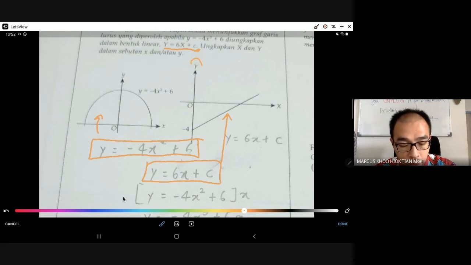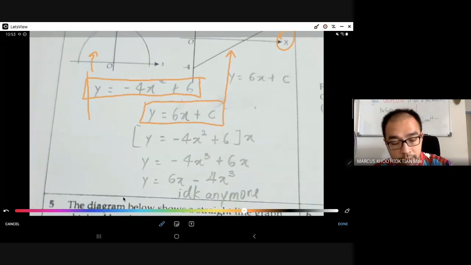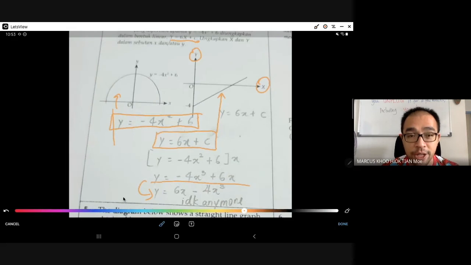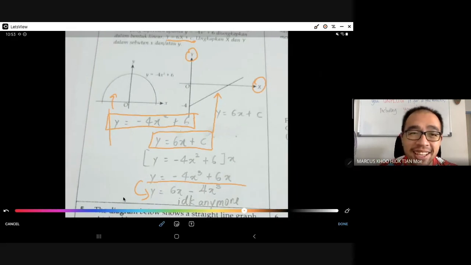But the problem is we don't know what this y is and what this x is. And so I noticed that after that, what you did was you multiply everything by x so that you can get y equals to negative 4x squared plus 6x. And then after that she said, I don't know anymore. Okay, it's like, oh, I also don't know what to do. No worry, no worry.